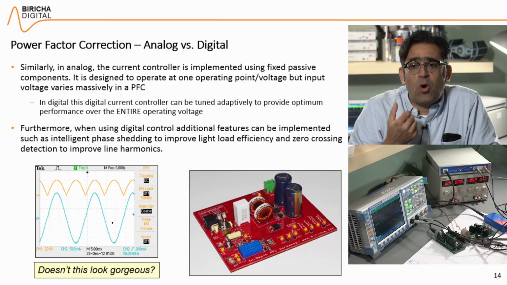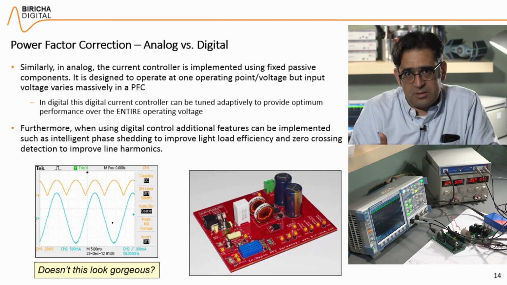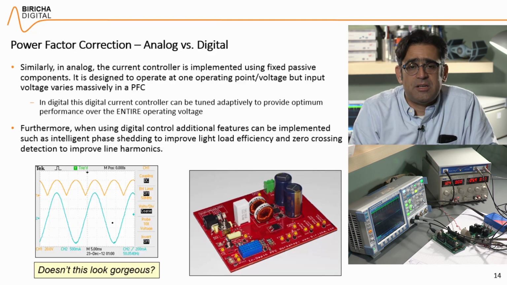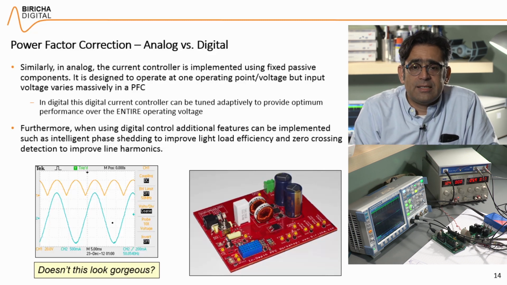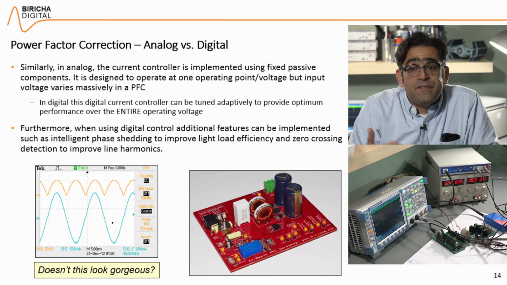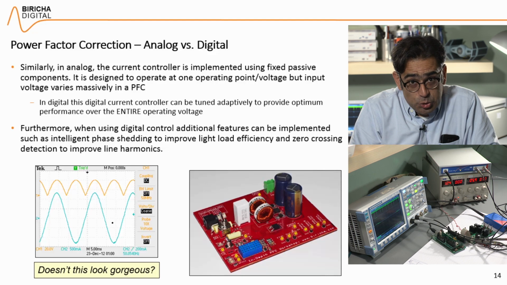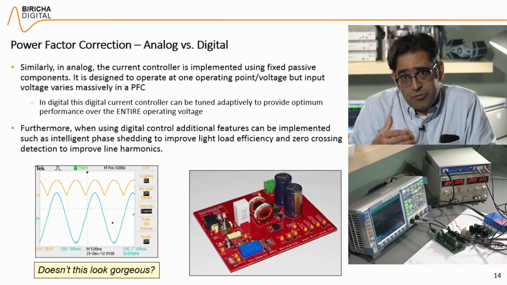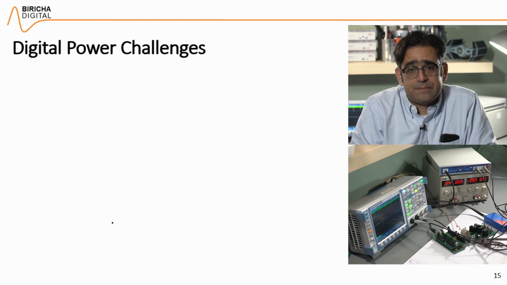In analog, the current control is implemented using fixed passive components, and it is designed to operate only at one operating point. You do lots of multiplies again in PFCs, and doing a multiply in analog is very difficult and non-linear. And in digital, additional features can also be implemented, such as intelligent phase shifting, which is what we do in the workshops, in order to improve the low load efficiency.